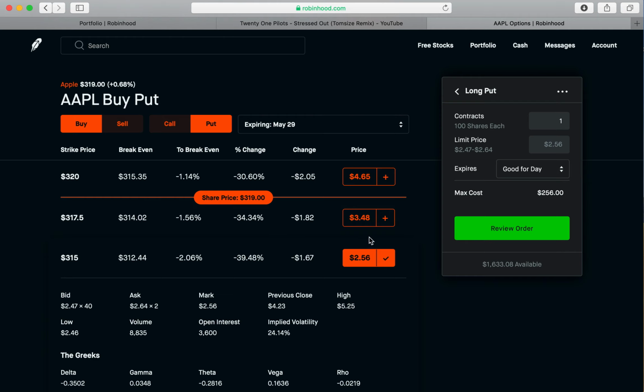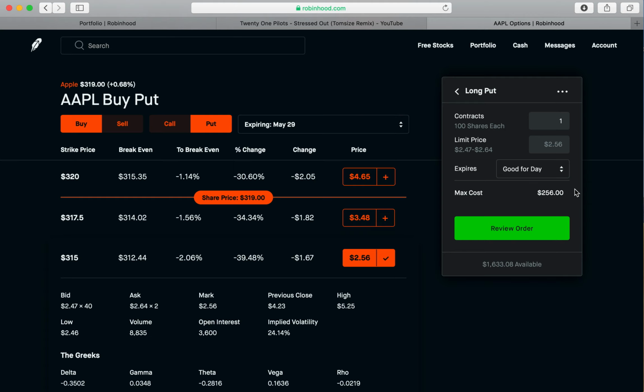So if the option price goes down, then we would make money. If the stock price ends up going higher, we would be losing money, but the max loss that we can assume is $256 because that's what we paid for the option. So essentially, when you're buying options, a call means that you want the stock to go higher, and a put means you want the stock to go lower.